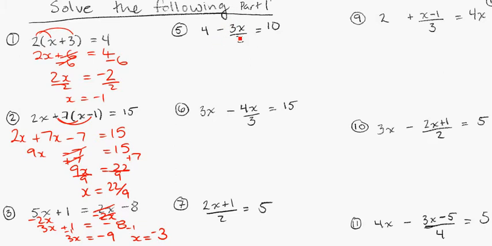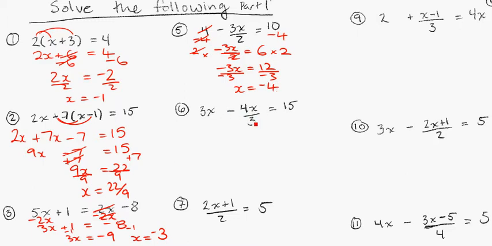Number 5. A few things we could do here, but let's follow the rule we've set up for ourselves so far, which is to take away the number on its own. 4 take away 4 is gone. Minus 3x over 2 equals 6. Many different things you could do here. I would begin by multiplying by 2. This is divided by 2 here. The opposite of dividing by 2 is multiplying. What you do to one side you do to the other. That will cancel out, leaving me with minus 3x equals 12. Dividing both sides in this case by negative 3, and x will equal negative 4.